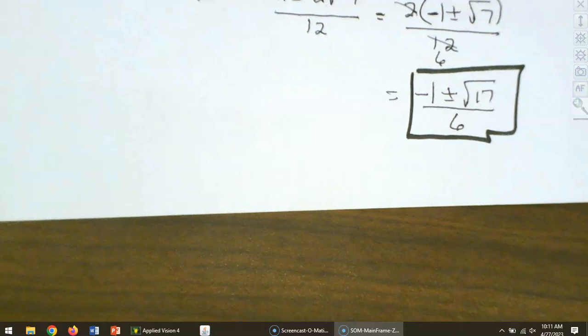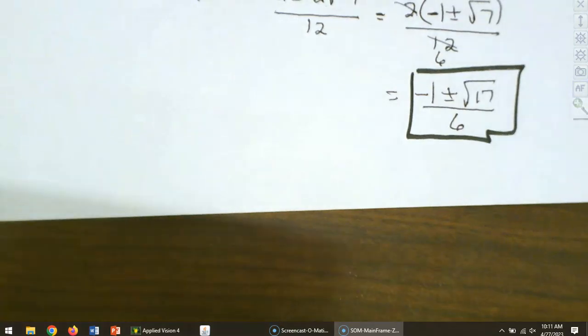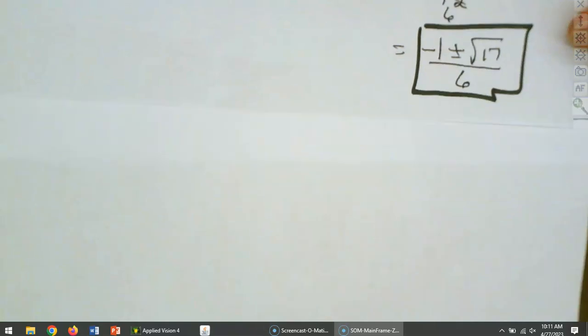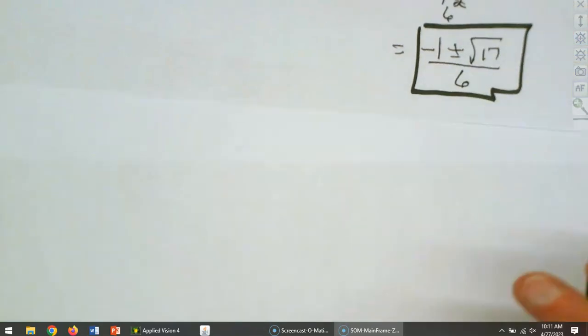Let's look now at one where we have to FOIL. How about we look at question 30? So some of these require a little bit of algebra first. Some of these we're going to have to try to FOIL first. We've got to make sure that we do that. So we're going to look now at question 30.